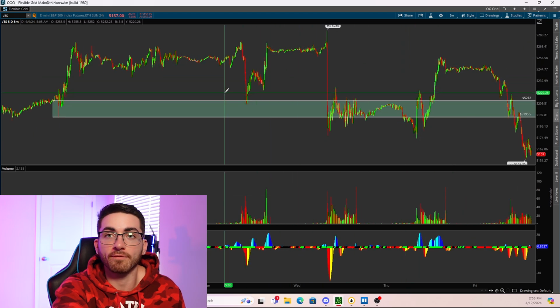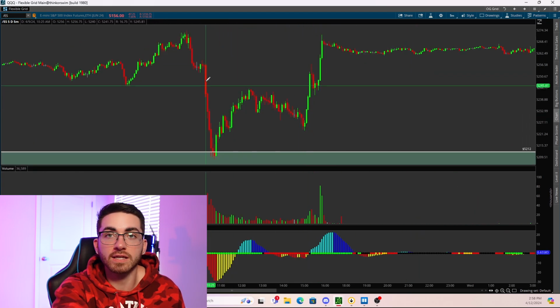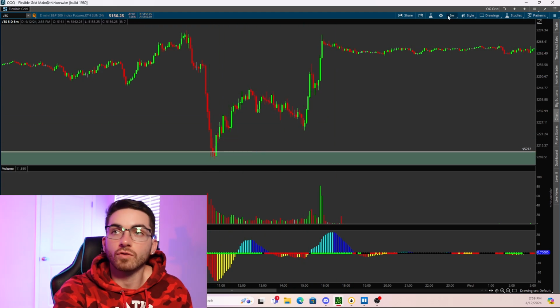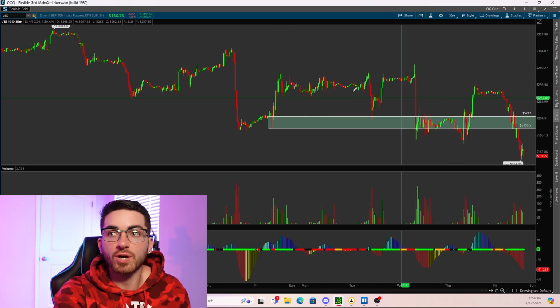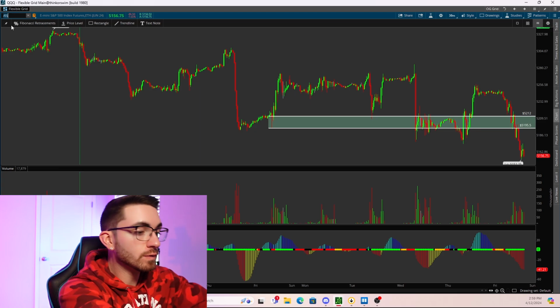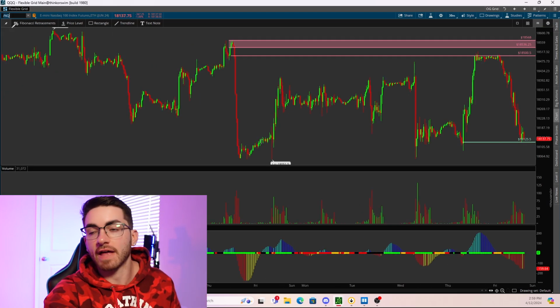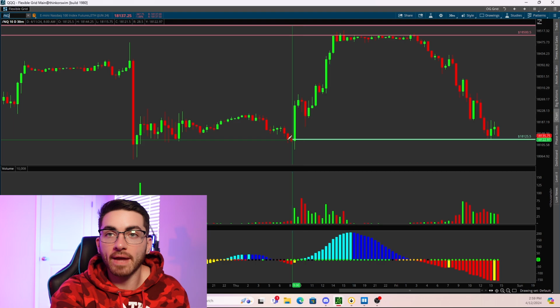Now, if we break it down to a 5-minute and we go to that day right here, you can see we went right into the zone and then we just spiked right out of it. So that's just one example. Now, if we go to the 30-minute on NQ today, because currently we just bounced out of the demand zone, we can see that we have the same thing.